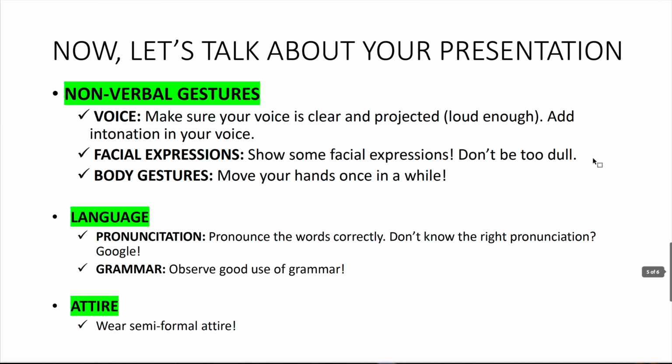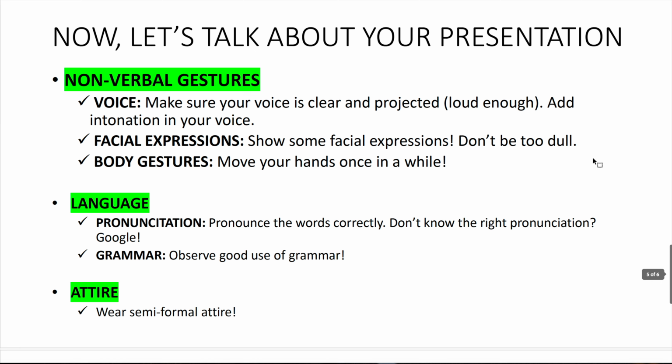Now let's talk about your non-verbal gestures. Non-verbal gestures has to do with your voice, your facial expression, and also your body gestures, pergerakan tubuh. Now, in terms of voice, make sure your voice is clear and projected. Now, if you can listen to my voice clearly, that means my voice is clear and projected. All right, don't come to the front and then have a very small and tiny voice. Always practice.